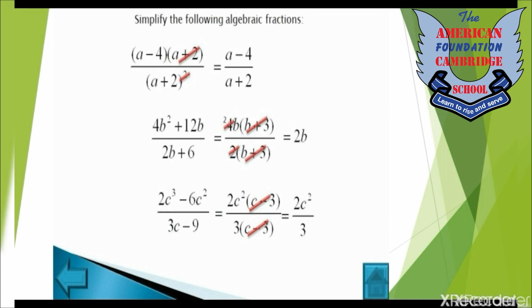Third one, 2c cube minus 6c square upon 3c minus 9. Extract the common factor 2c square from the numerator. You will get c minus 3 inside the bracket. Extract the common factor 3 from the denominator, and again you will get c minus 3 inside the bracket. You can cancel out the c minus 3. You will get 2c square upon 3 as your final answer.